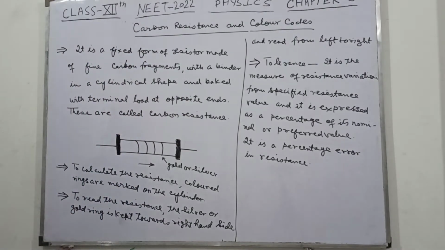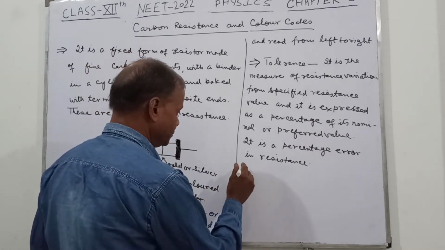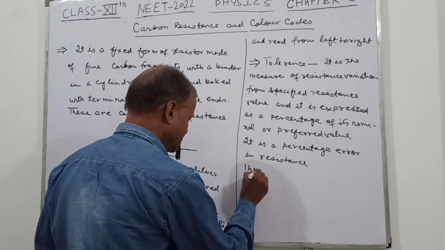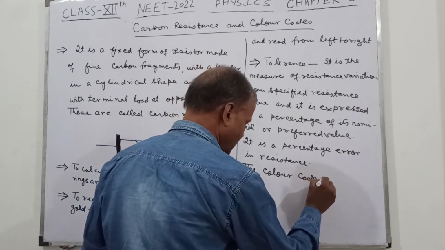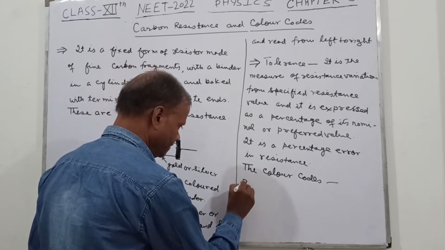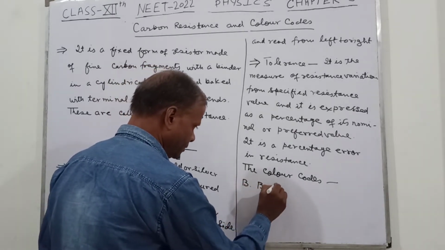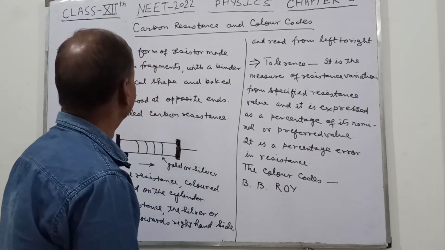Now how to read this, I will tell you the color codes. The color codes are B B ROY.